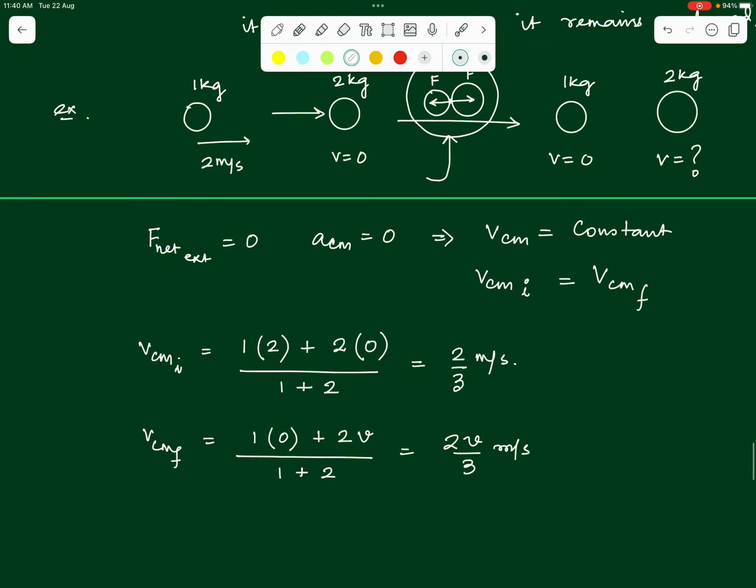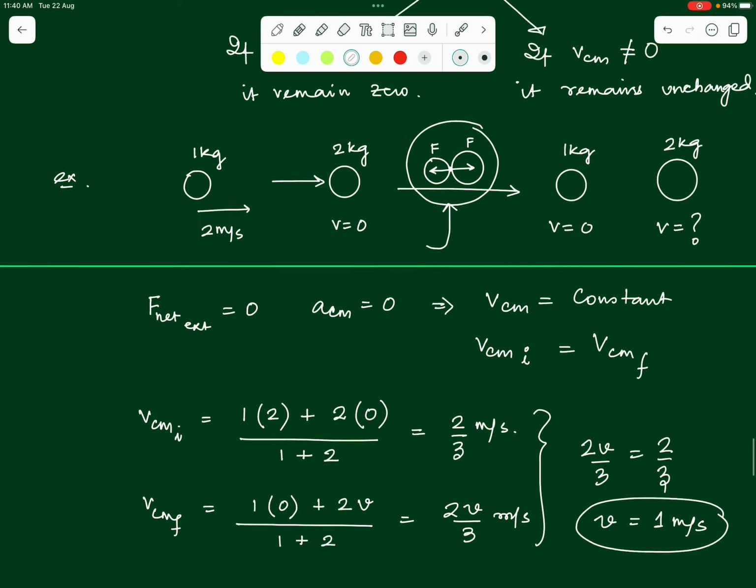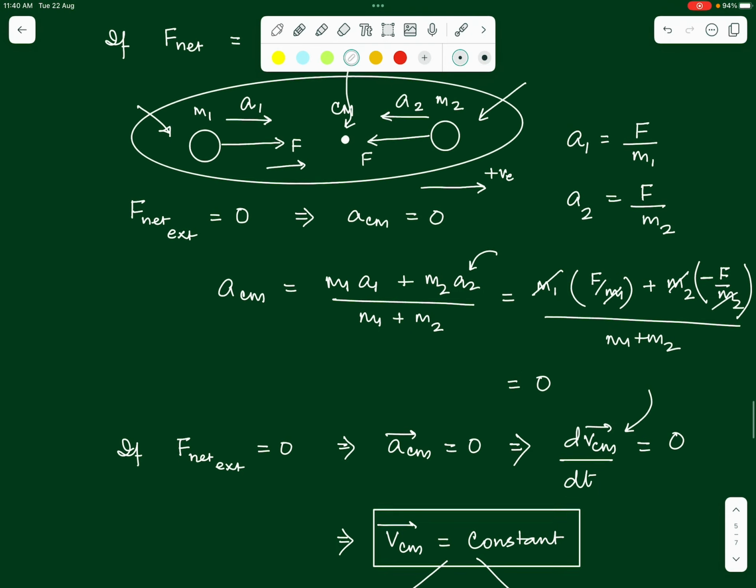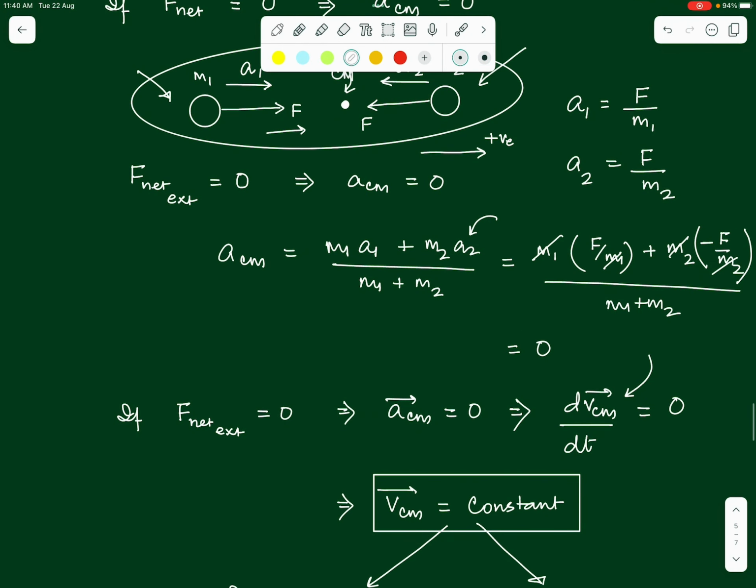Can we now say that since these two have to be equal, 2v/3 should be equal to 2/3, and that gives us v equal to 1 meter per second as the velocity of the ball of mass 2 kg, right? So by using this concept we can solve such questions. This is an important aspect that we have understood just now. When the net external force acting on a system is 0, its velocity of center of mass does not change with time, it remains the same.